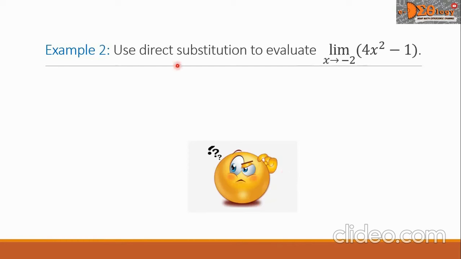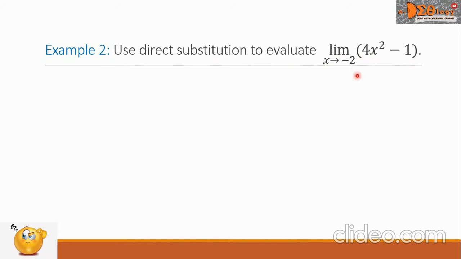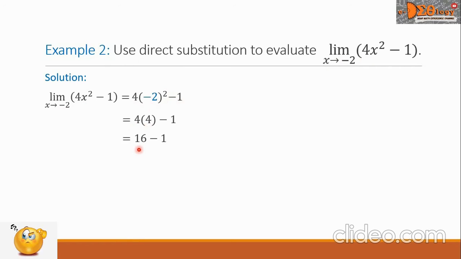Example 2. Use direct substitution to evaluate the limit of the function 4x squared minus 1 as x approaches negative 2. For our solution, let us copy this problem down here, and then let us substitute the value negative 2 to the x here. So we have 4 times the square of negative 2 minus 1. The square of negative 2 is positive 4. 4 times 4 is 16, and 16 minus 1 is equal to 15. This is our final answer.